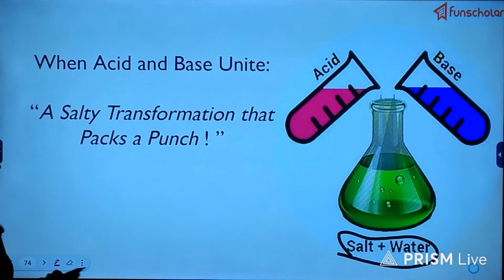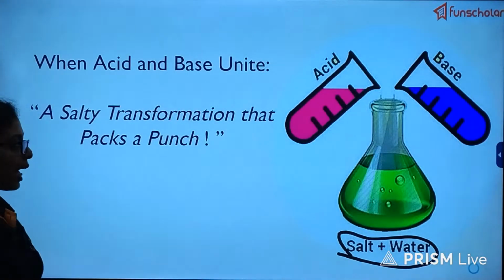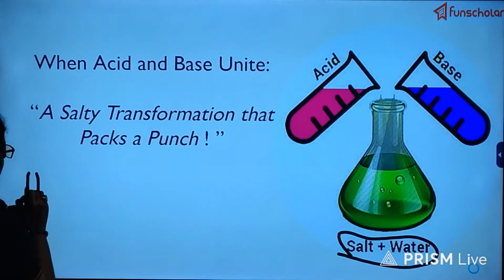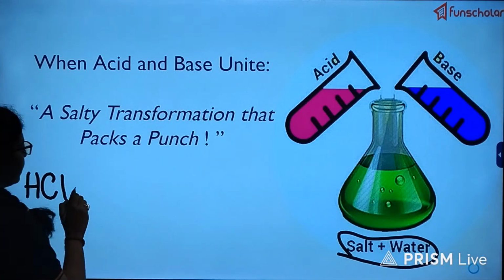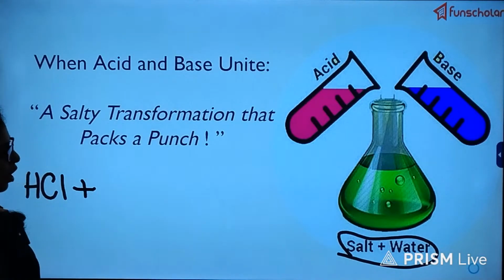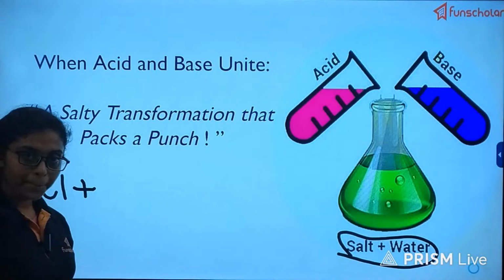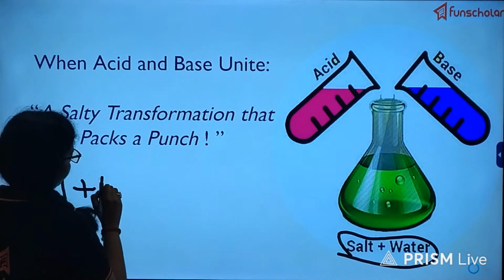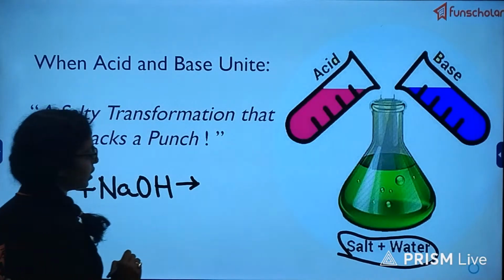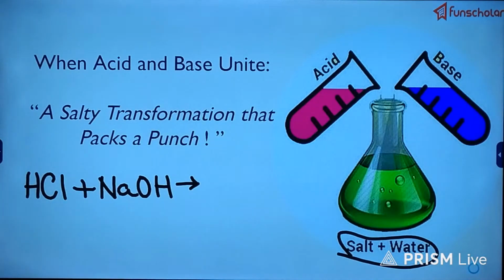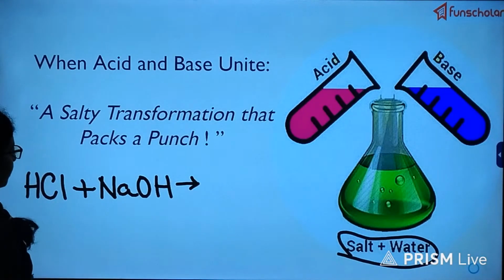So let's take a very basic, very strong acid, which is HCl, right? And let's take a very strong base as well, which is sodium hydroxide, NaOH, the caustic potash. What can you get from here? So double decomposition will happen here. Displacement will happen here.